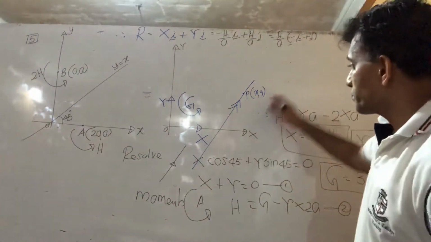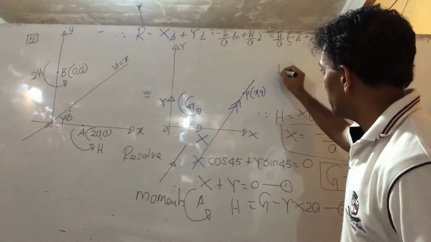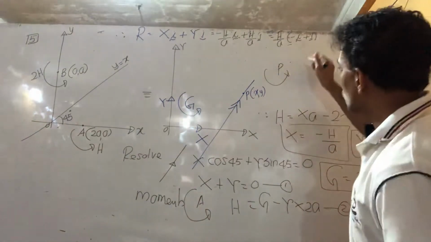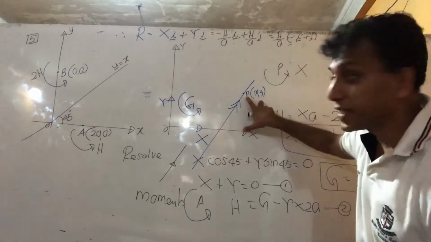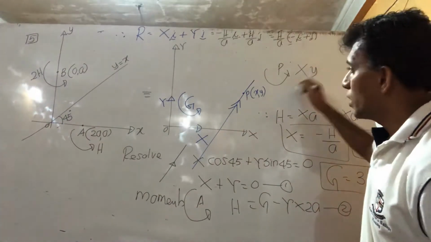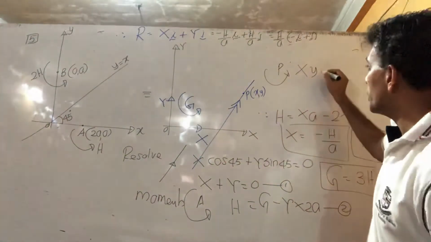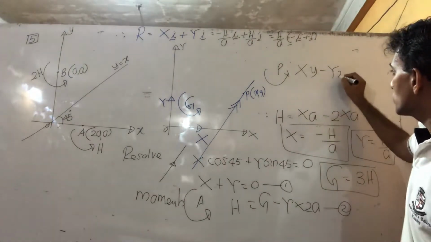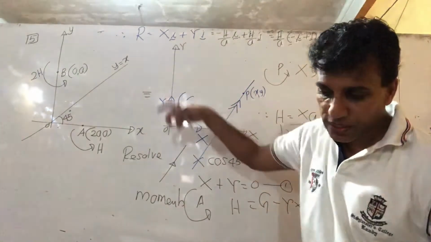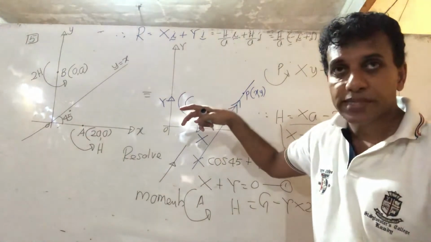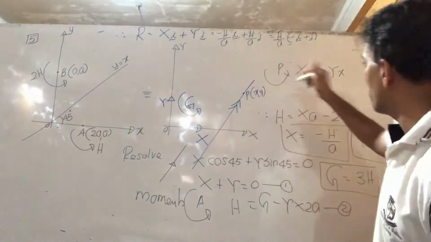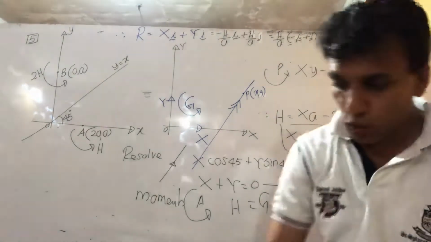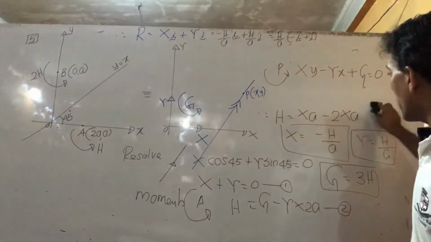So if I take point P, the moment in the x direction is capital X into the distance y, and on the other side minus capital Y into the distance x, plus G. G doesn't have any distance, so plus G equals 0. This gives you the equation of the line of action.